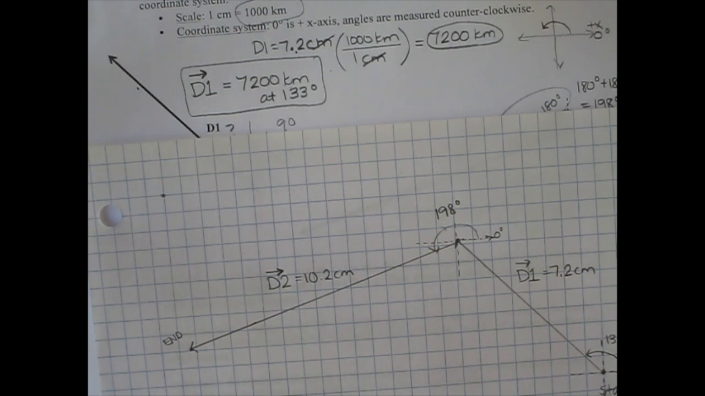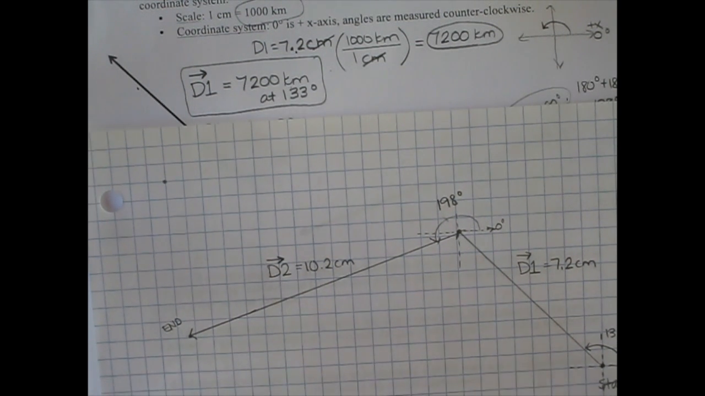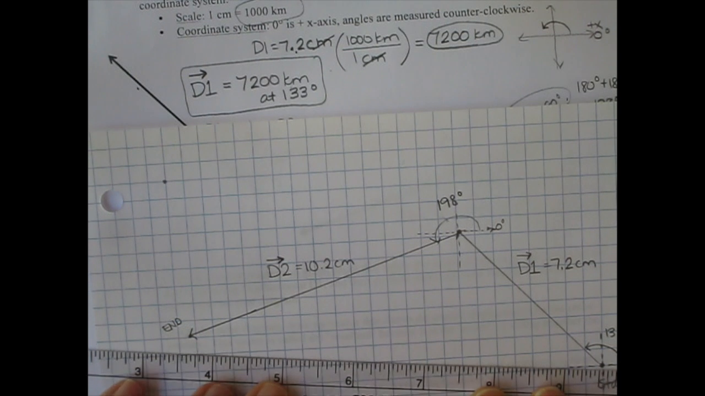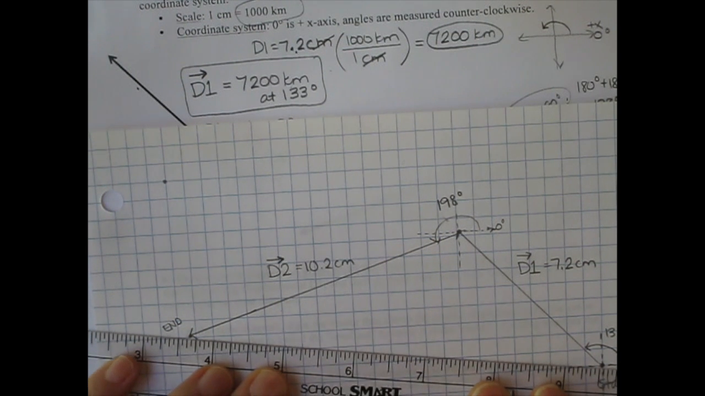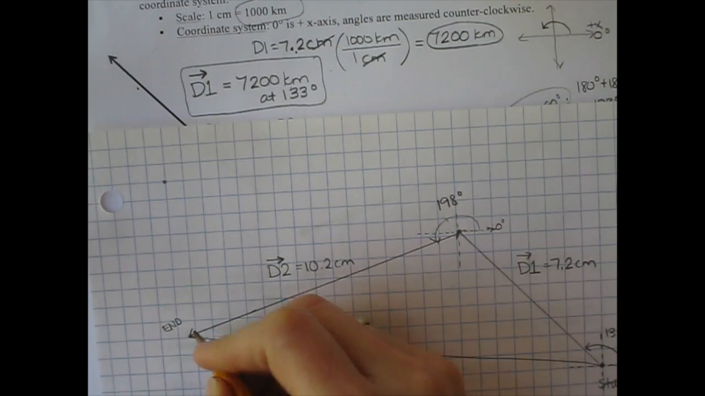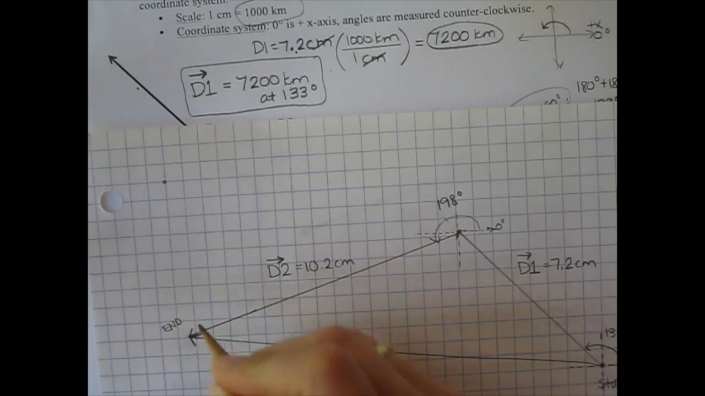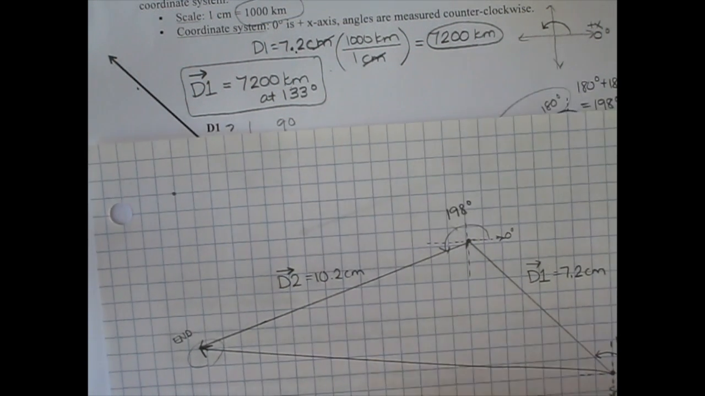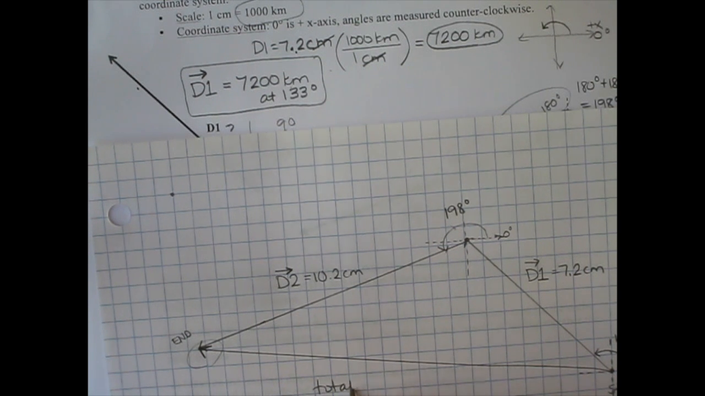So to draw the resultant, you need to draw the vector that goes from the very beginning point where the airplane started to the very end point. And this is going to be an arrow because it has a direction. Make sure you put that arrow tip on the end. So this is the total displacement.